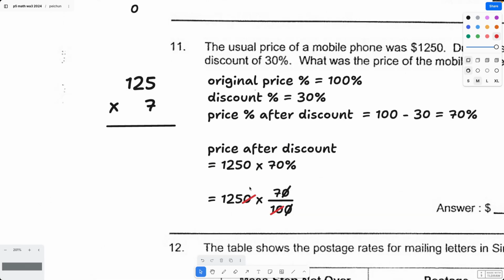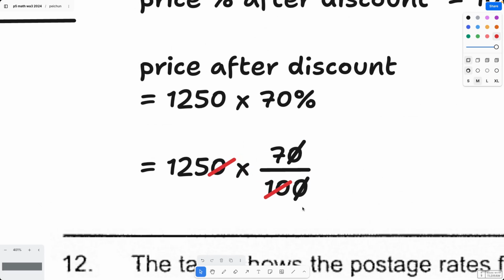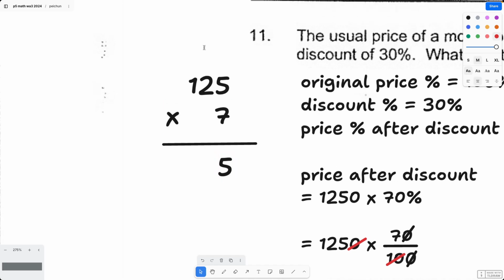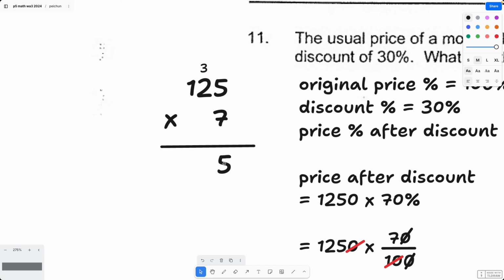I changed it a little bit to look much more readable. So you see 125 times 7. Pretty straightforward. So we have 125 times 7 over here. So 5 times 7 in this case is 35. So we're going to put 3 over here, in black. So 5 times 7, 35. 2 times 7 is 14. 14 plus 3 is 17. So we're going to put 7 over here. So 7, and 17.